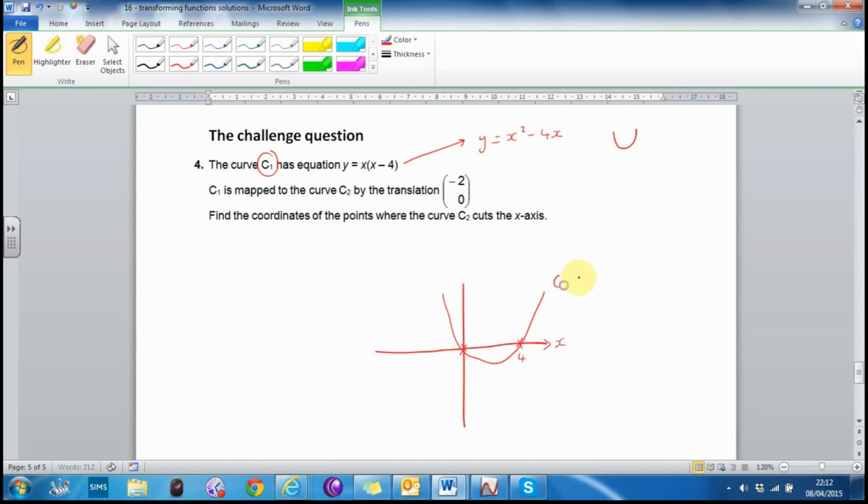That's curve C1. Now, C1 is mapped to the curve C2 by the translation minus 2, 0. So minus 2, that's the x part of it, so it's minus 2 along, so it's going to move that way 2. So that means that's going to end up over here, and this one's going to end up here. There we go, that's curve C2, which means that the answer is pretty obvious now. Find the coordinates of the point where the curve C2 cuts the x-axis. And the coordinates of the point, I'm going to do it in a different colour, are minus 2 along, 0 up, and 2 along, 0 up. And there we go. Hope you found it useful.